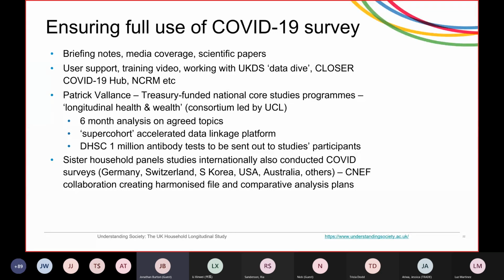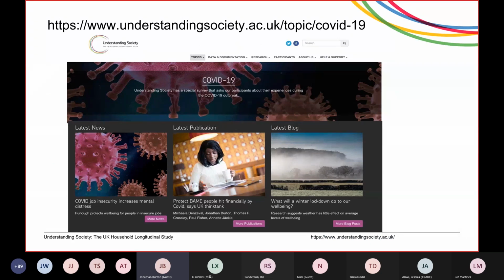And it's also part of a network of household panel surveys internationally through the CNEF, and so we're working with them to create harmonised files for comparative research. For more information about the Understanding Society COVID-19 survey, you can check our webpage. That's where we put the latest news and the latest publications.